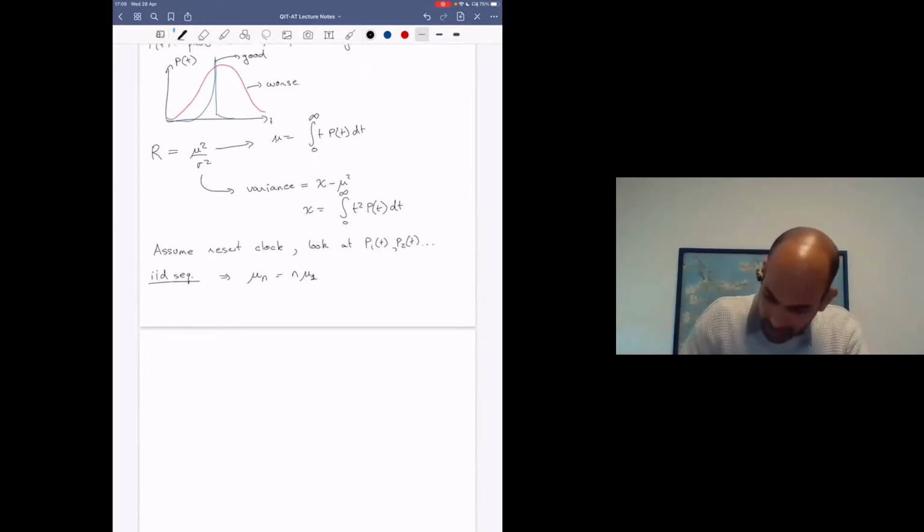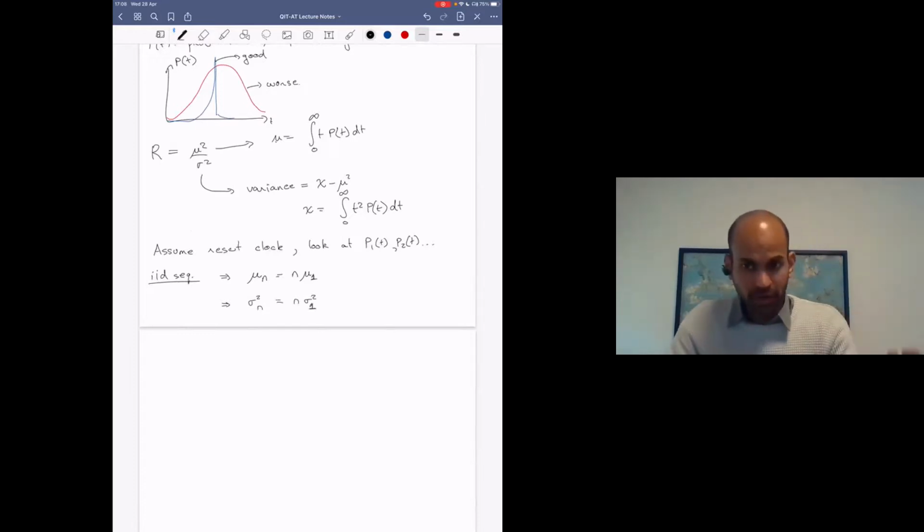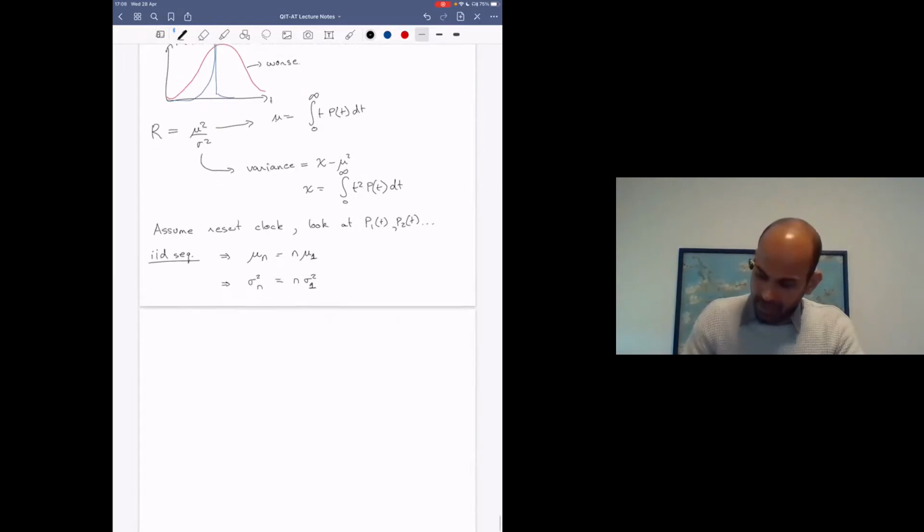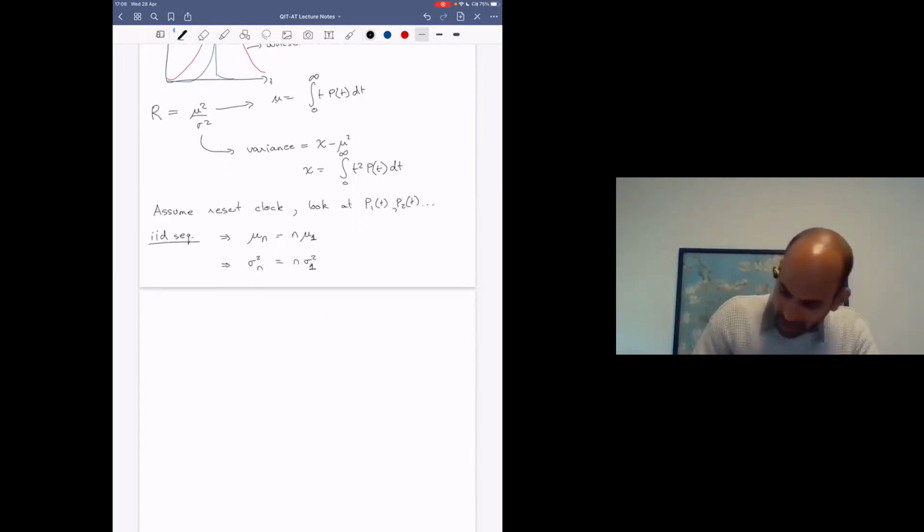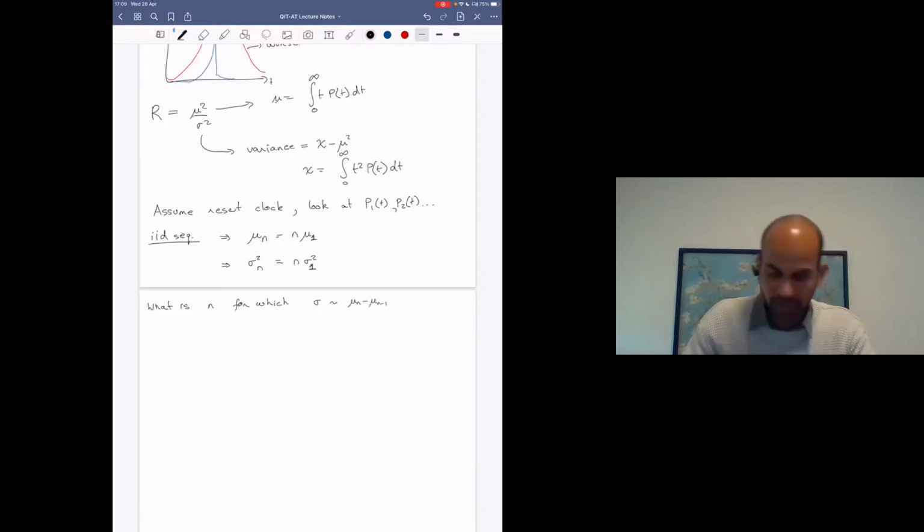The other property of an IID sequence is that the variance sigma squared as a function of n is n times sigma squared 1. And this is just a property of random variables. If you have an IID sequence, the variance grows as n times the variance in a single round of the experiment or a single round of the measurement. Okay, so given this, I can ask the following question. So what is n for which sigma is approximately the same as mu n minus 1?